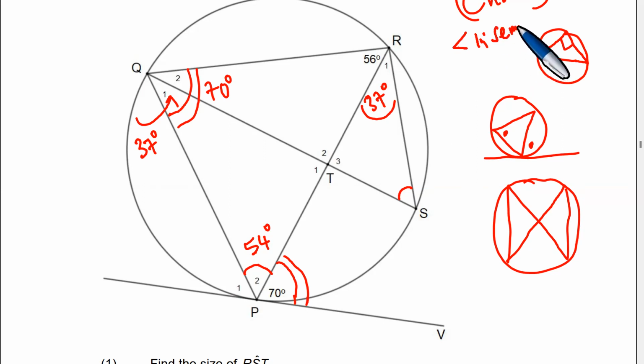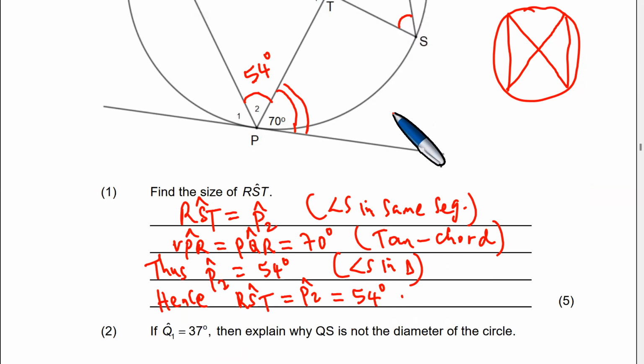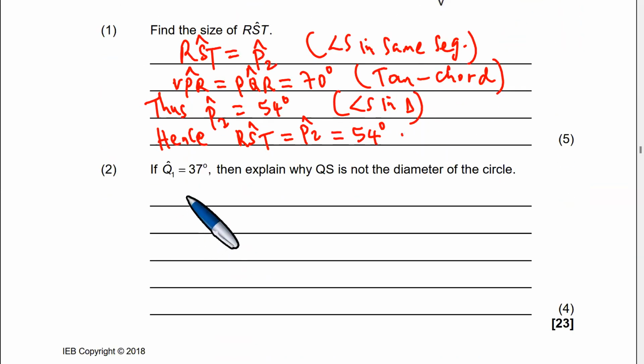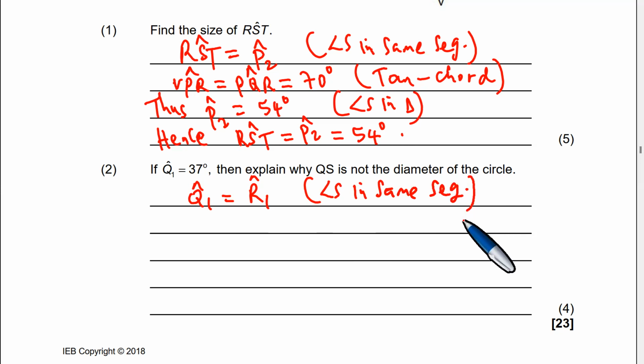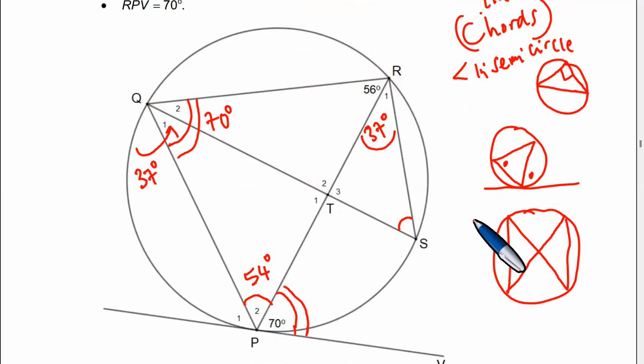Now at this point, we can see that if you add these two, but first we must reason step by step. This Q1 is equal to angle R1 because they are angles in the same segment. So Q1 is R1. We state that one. So we can come here and say angle Q1 is equal to angle R1. Why? Because angles in the same segment are equal. So this one is 37 degrees.